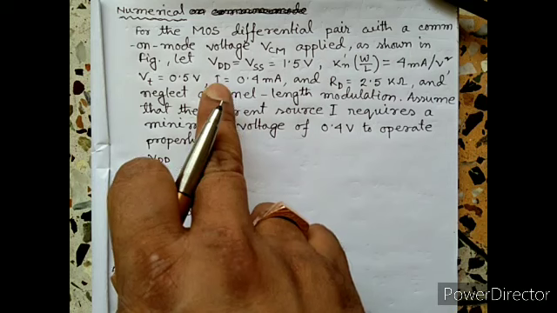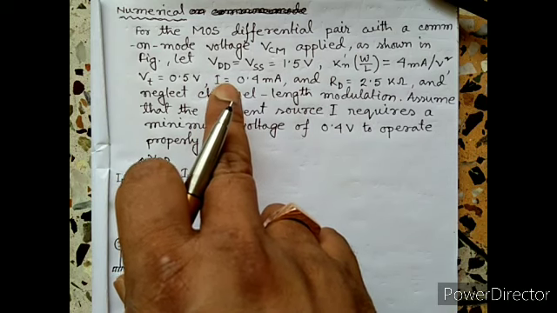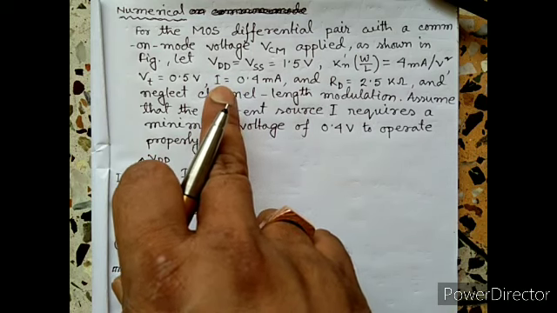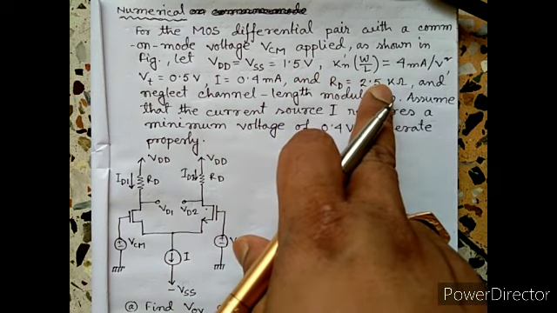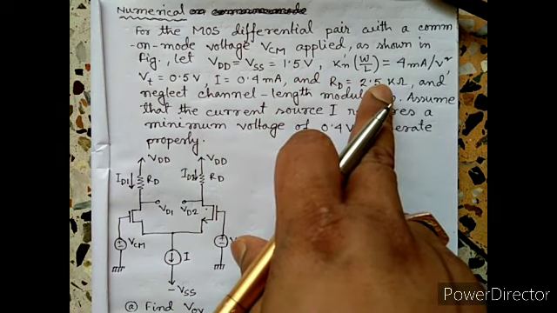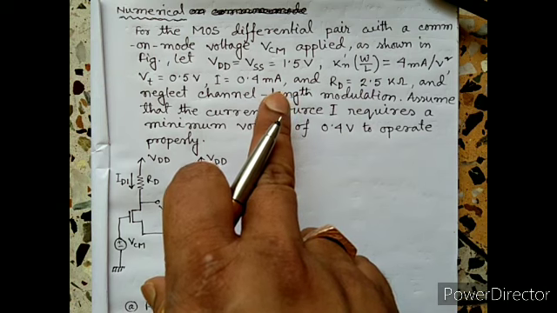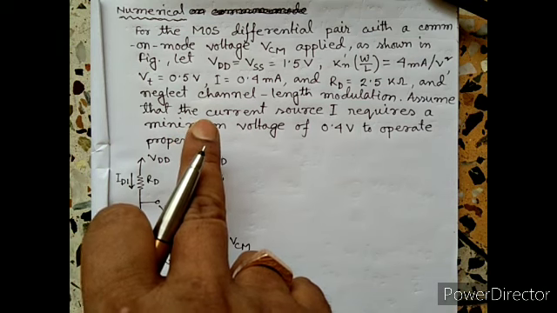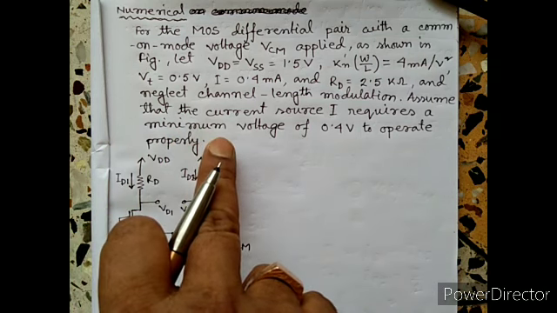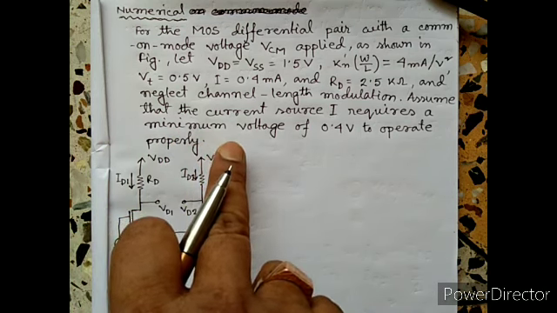The current passing through the constant current source supply, I, equals 0.4 milliampere, and Rd resistance value is 2.5 kilo ohm. Neglecting the channel length modulation, that means lambda equals 0. Assume that the current source I requires a minimum voltage of 0.4 volt to operate properly.